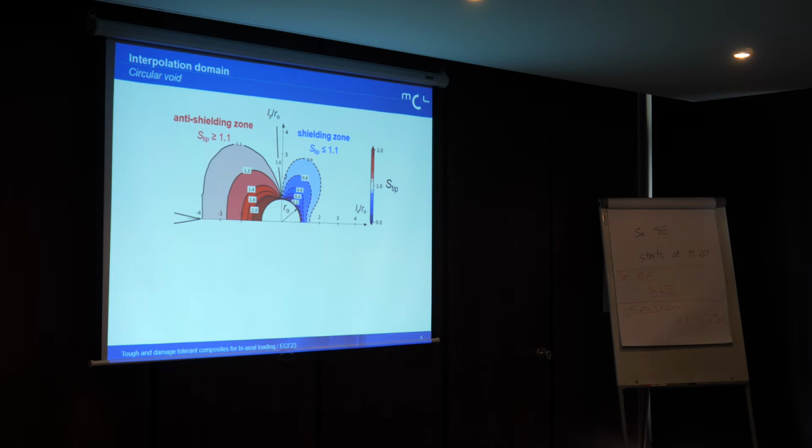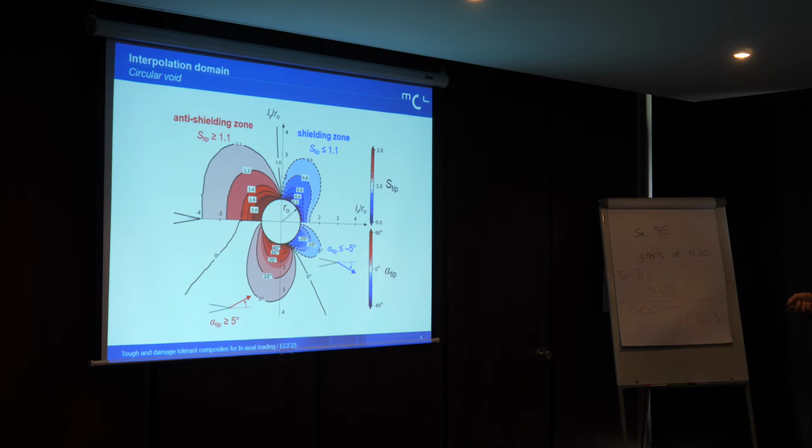So here, just shortly, you can see from the finite element results the anti-shielding zone and the shielding zone around the circular void where the crack, for example, would arise from this direction. Anti-shielding zone means the crack driving force is higher than in the homogeneous material, and shielding zone means that the crack driving force is lower than in the homogeneous material.